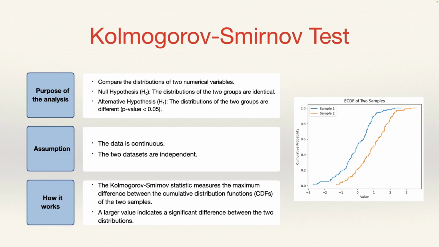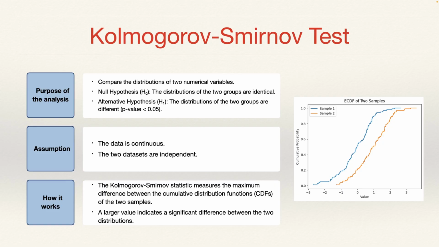The null hypothesis and the alternative hypothesis are pretty similar here too. The null hypothesis states that the distributions of the two groups are identical. But the alternative hypothesis assumes that the distributions of the two groups are different. So here, we also want to reject the null hypothesis because we want to filter out features that have different distributions, whether they are fraudulent claims or not.